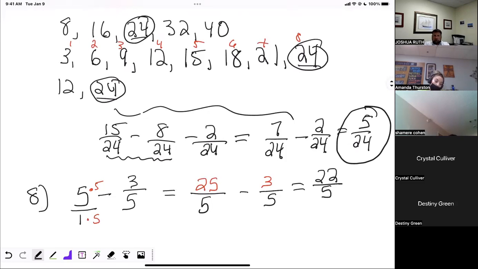If they ask you for an improper fraction answer, that is what you would put in. If they ask you for a mixed number, how many 5s are in 22? That would be 4, because 5 times 4 is 20. How many are left over? 2. So 4 and 2/5.